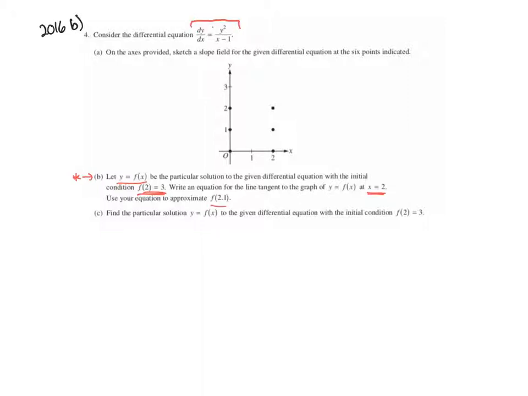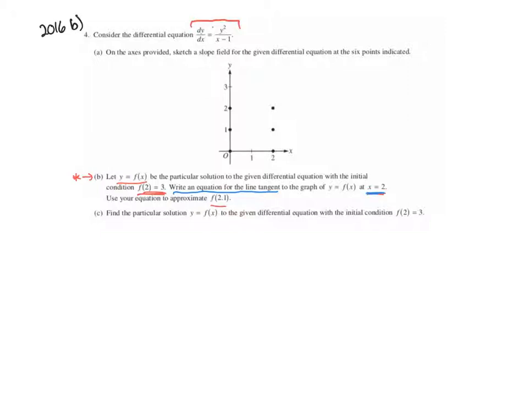Okay, so there's a lot going on here, but what I want you to zero in on is what they're actually asking you to do. Regardless of what it says in the first sentence, they're saying that they want you to write the tangent line to the graph of f of x at x equals 2.